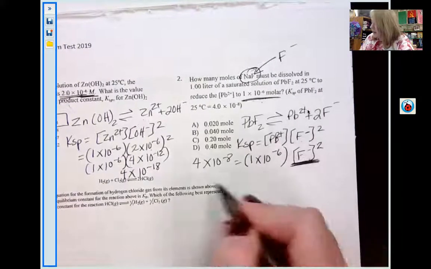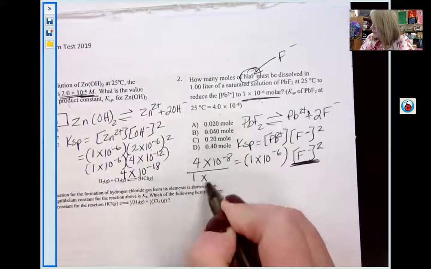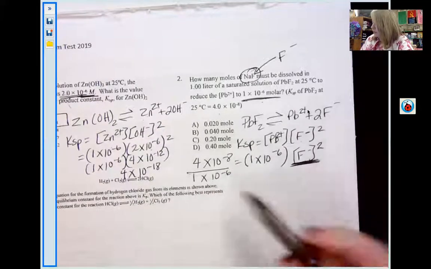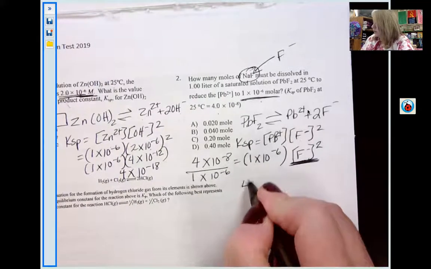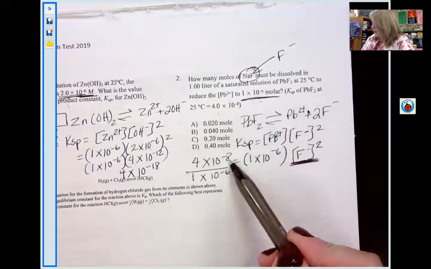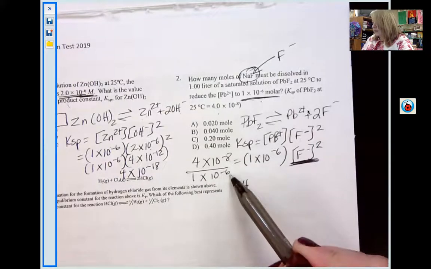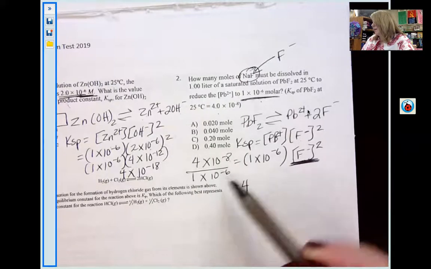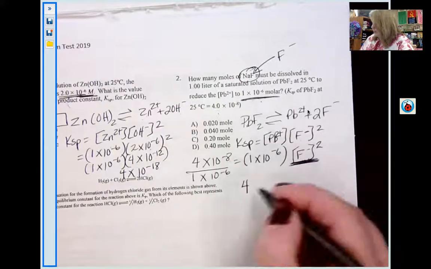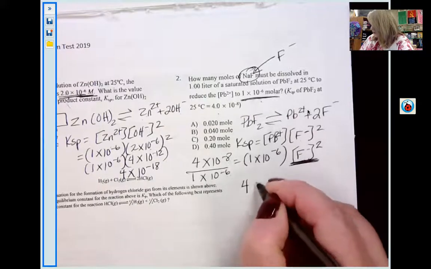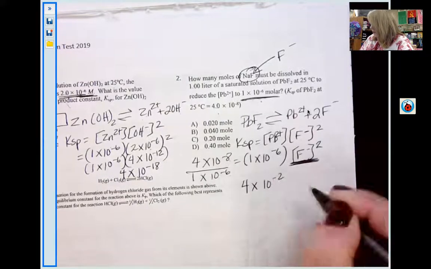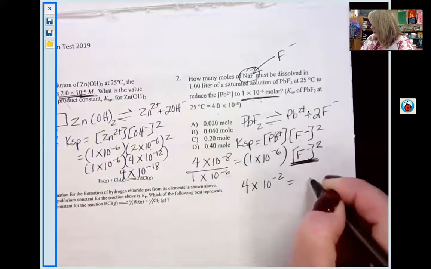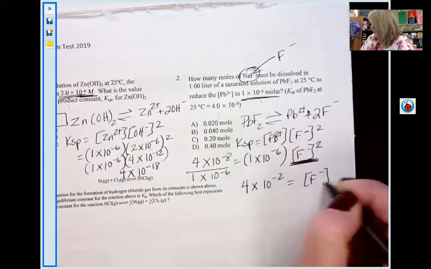So I'm going to divide by 1 times 10 to the negative 6. And when I divide 4 by 1, that's a 4. And then when I divide, also remember I'm subtracting exponents. So a negative 8 minus a negative 6 would simply be negative 2. So 4 times 10 to the negative 2 is equal to the concentration of F minus squared.